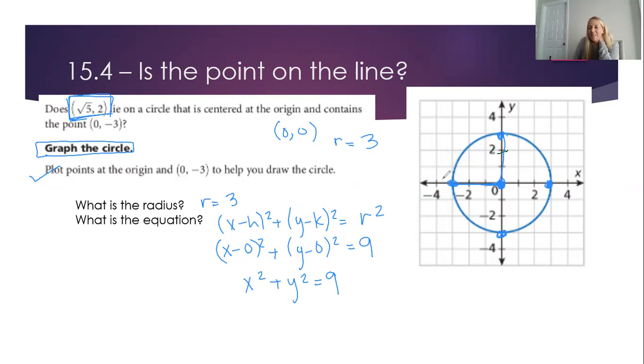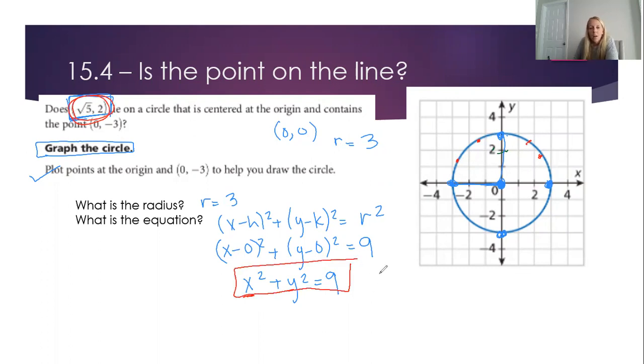Back to the original question. Always make sure we answer the question that's asked. Does this point lie on the circle? Remember what I told you? This x and this y represents just points on the circle. So if this point, square root of 5, 2, lies on the circle, it would satisfy this equation. So we simply plug it in.